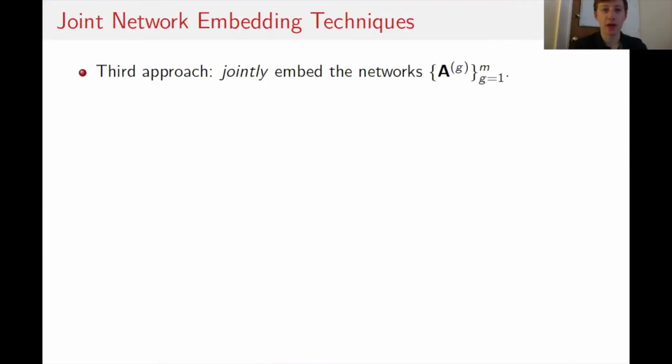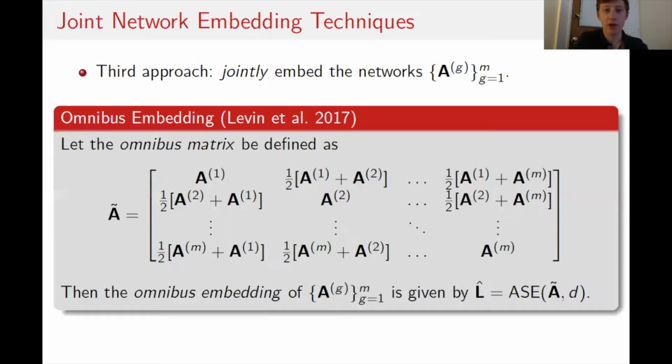A third approach we can employ is to jointly embed the networks, and in essence is to estimate each of these X times square root C's, these scaled latent positions simultaneously. And we'll focus on one such joint embedding, an embedding called the omnibus embedding that was introduced by Keith Levin and a bunch of people at Johns Hopkins in 2017.